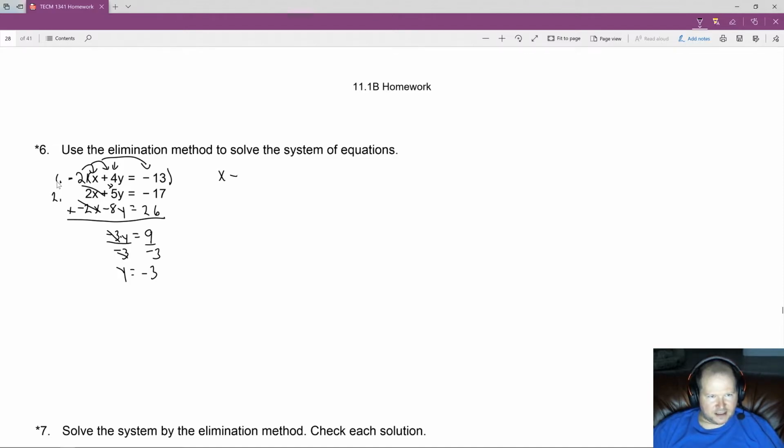So I'm going to use the first one, which is x plus 4y, y being negative 3, equals negative 13. 4 times negative 3 is negative 12. So we have x plus negative 12, or x minus 12, is equal to negative 13. We undo the subtraction of 12 by adding 12, and whatever we do to one side, we do to the other. That gives me x is equal to negative 13 plus 12, which is a negative 1. So that means our ordered pair must be negative 1, negative 3.